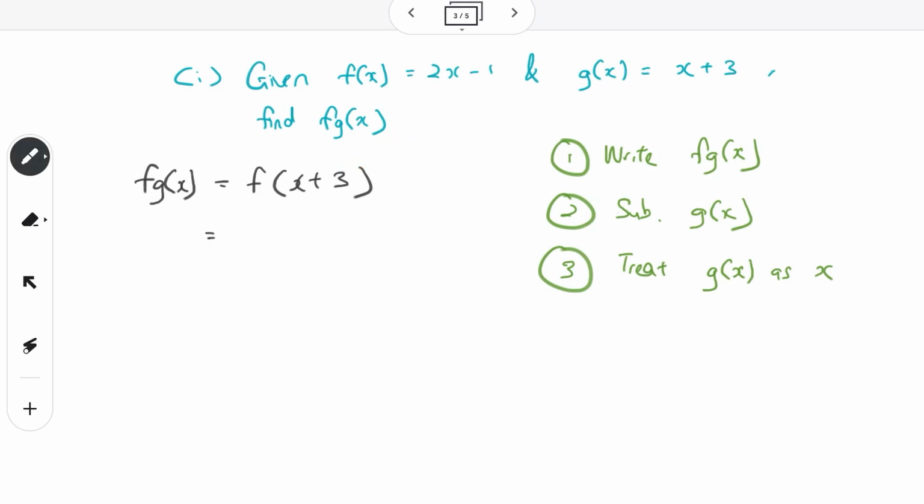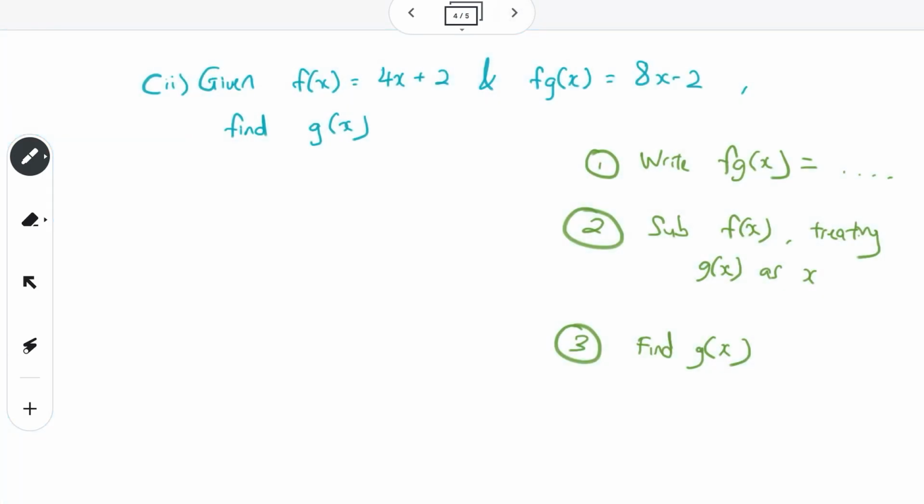So let's write that out. Instead of 2x, it's going to be 2(x plus 3) minus 1. Right? Do you see the similarity? 2x minus 1, 2(x plus 3) minus 1. The x has essentially evolved into x plus 3. And now we open the bracket, we'll get this. And that's our answer. Easy peasy.